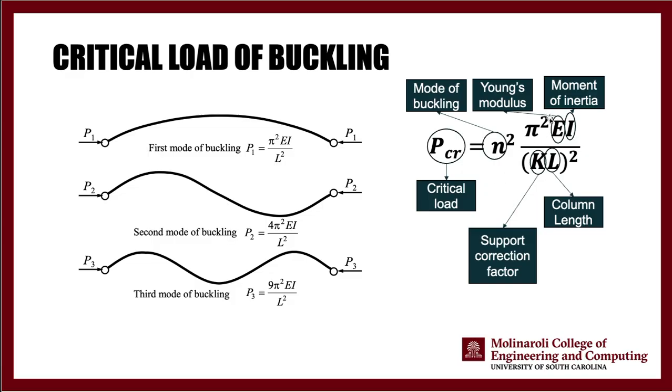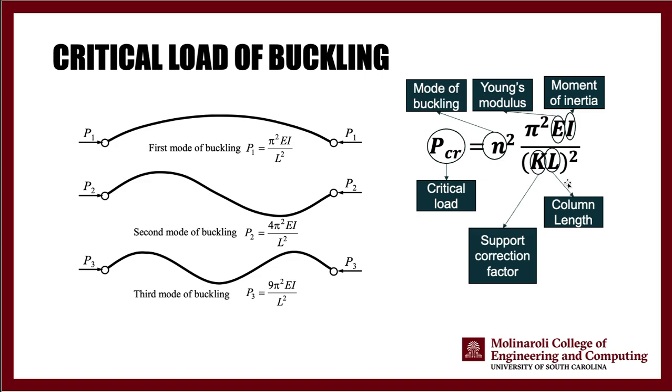We have a pi squared, that is the number pi, 3.14. We have the Young's modulus, which would be your goal. In the lab, you're calculating the Young's modulus for the columns. The moment of inertia for that specific column. And this value K is the support correction factor. So depending on the support, this value is going to differ.